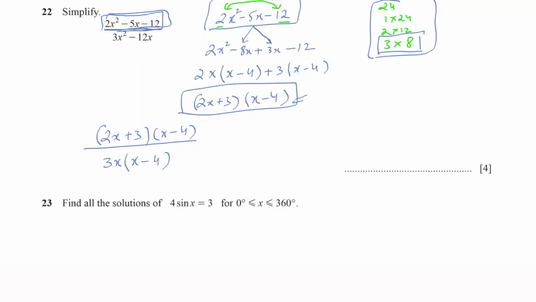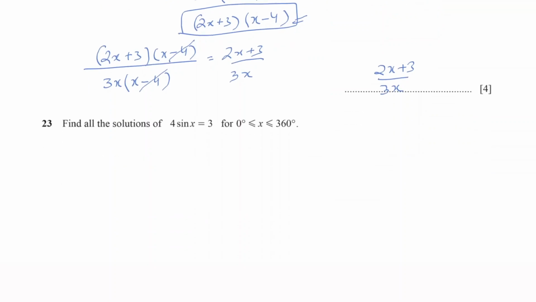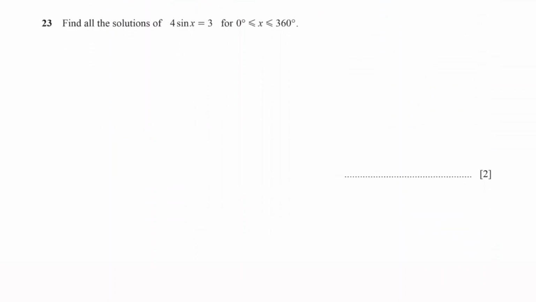So now here x minus 4 and x minus 4 get cancelled out. So what is left? 2x plus 3 and 3x is left. So that's your final answer, 2x plus 3 over 3x, because we cannot solve it further. So let's move on.